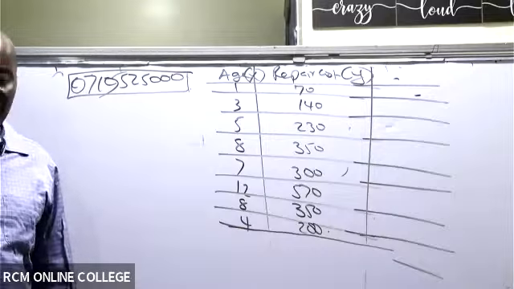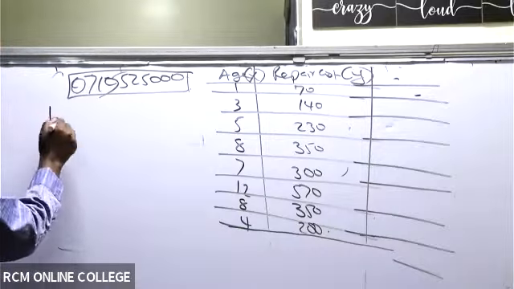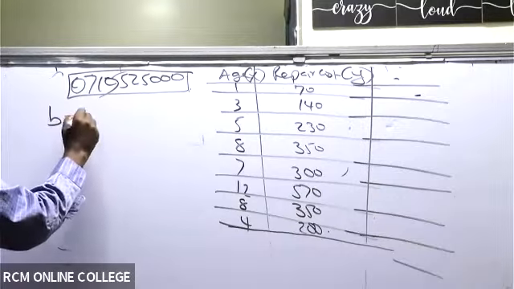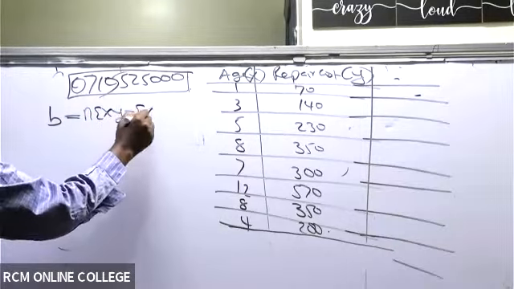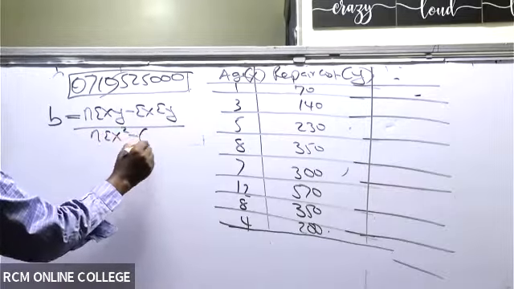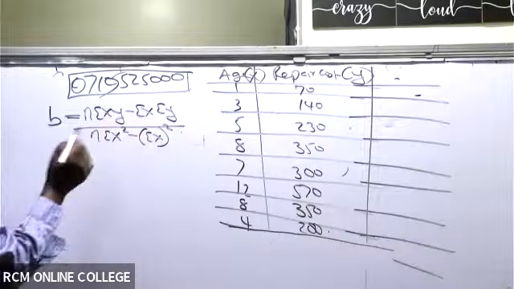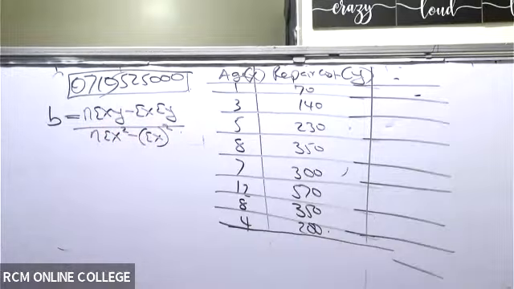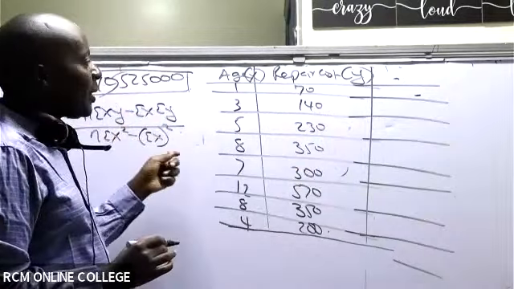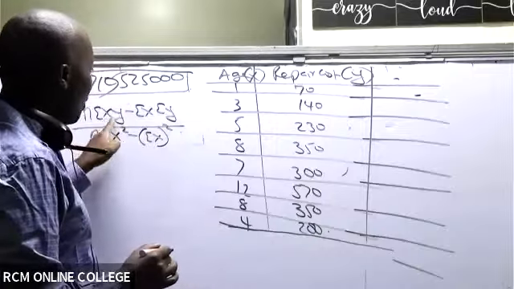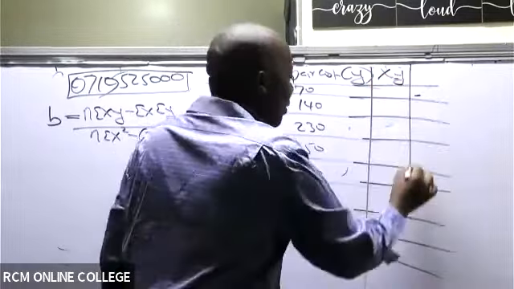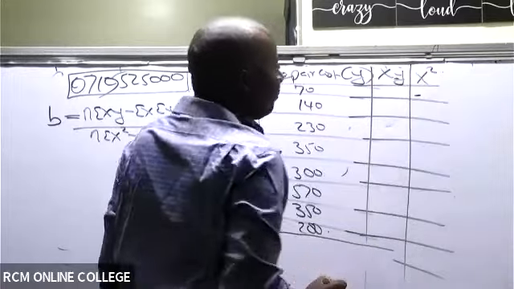So remember, what are we doing? We want to get the value of B. Because they have asked us to give them the regression equation, to get B, we normally take n sum of xy minus sum of x sum of y, all over n sum of x squared minus bracket sum of x squared. You must cram that formula. So you must introduce two additional columns, one for xy and one for x squared.